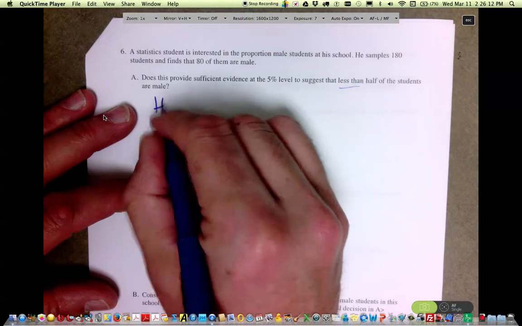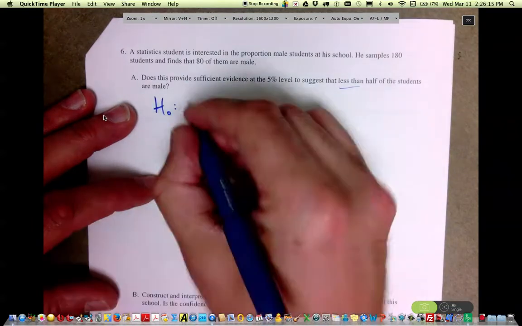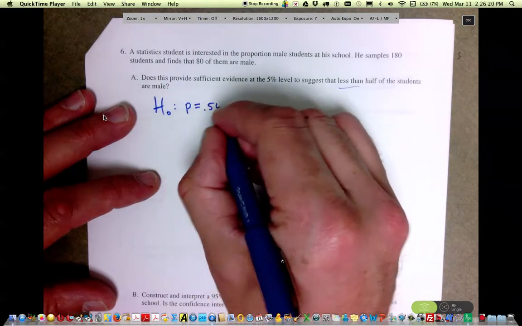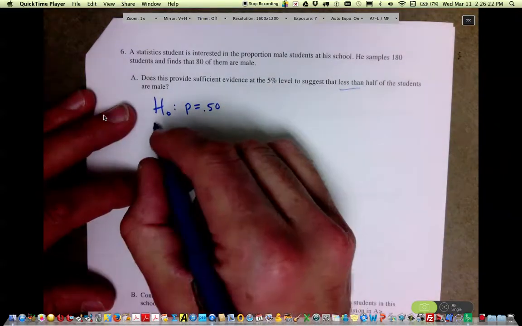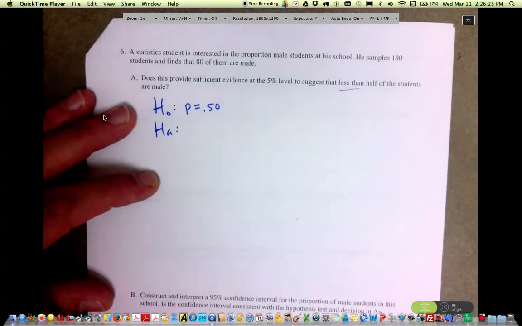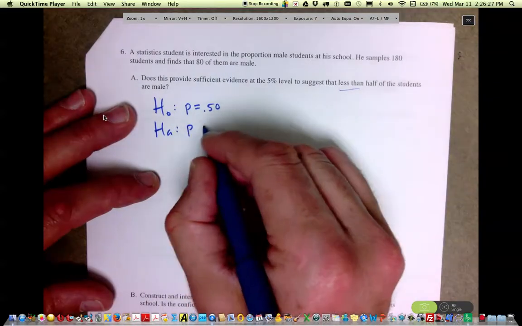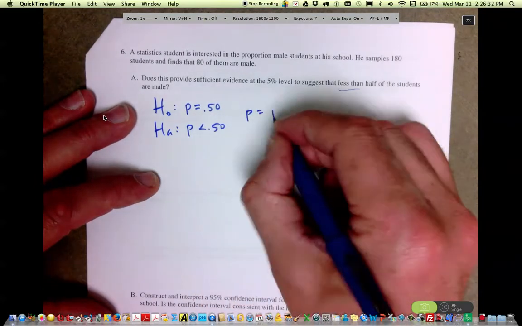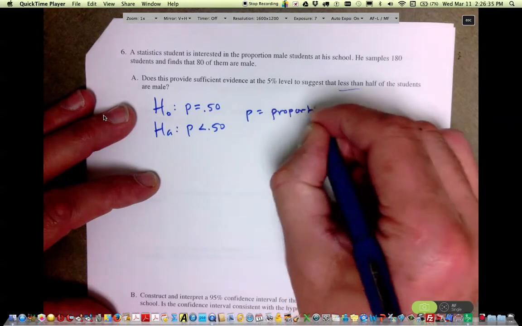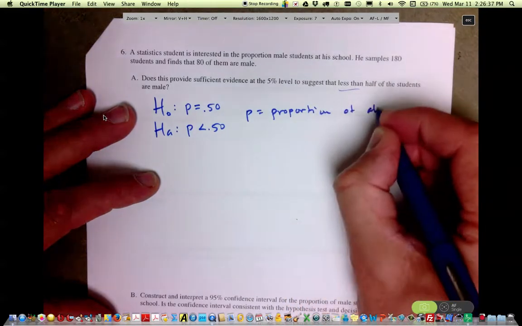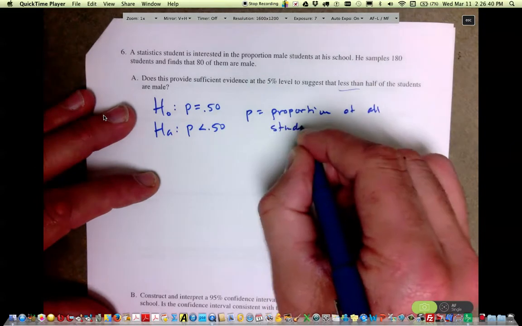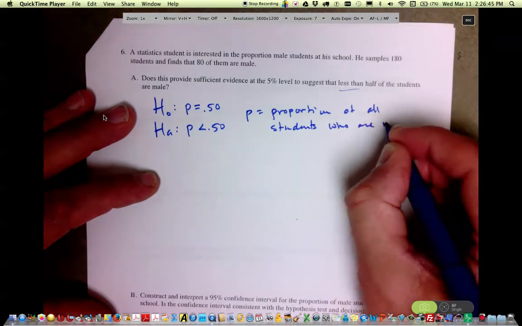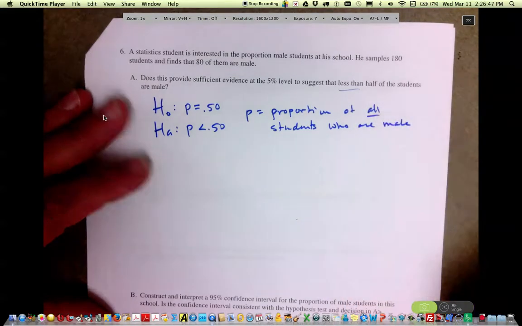All right, so the first step is the null hypothesis. This is about a proportion, and we want to assume that the proportion of males is 50%. Then the question is asking, is there evidence to suggest that that proportion is less than 50%? Here, P represents the proportion of all students who are male. By all, I mean all students at this school.